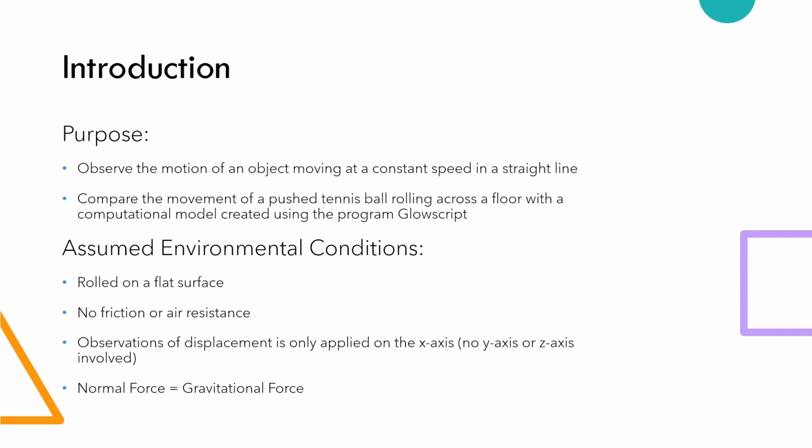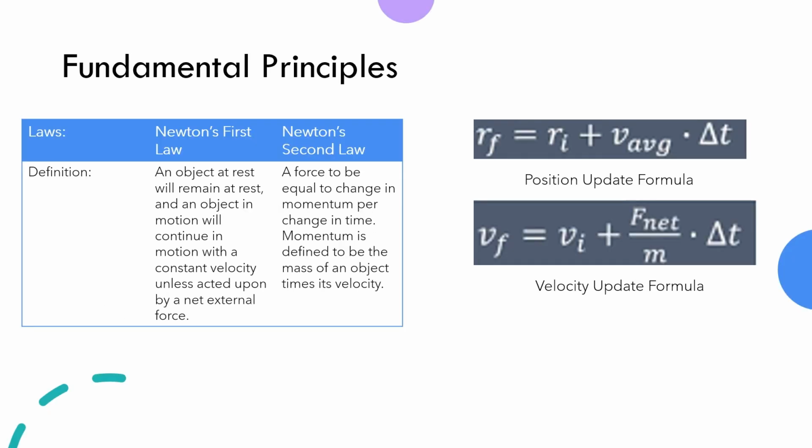We will not include friction or air resistance. This will be 1D, so it only applies on the x-axis, and normal force is considered equal to gravitational force for this lab. The fundamental principles we have to go over today are Newton's first and second law. The first law states that an object at rest will remain at rest unless an external force is acted upon it. The second law states that the force is equal to the change in momentum over change in time, where momentum is defined as the mass of an object times its velocity.